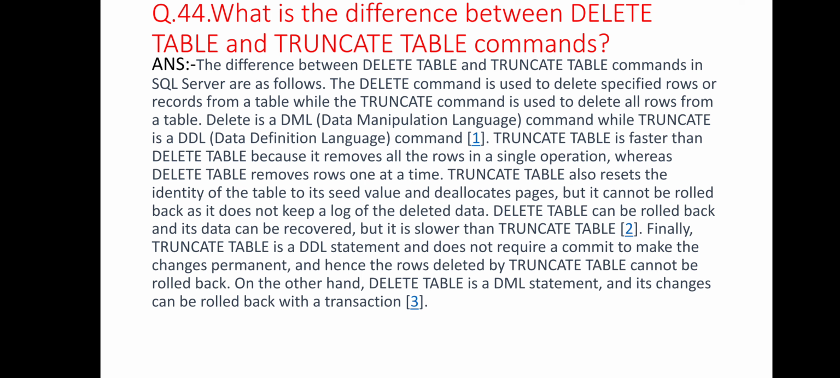TRUNCATE TABLE also resets the identity of the table to its seed value and deallocates pages, but it cannot be rolled back as it does not keep a log of deleted data. DELETE can be rolled back and its data can be recovered, but it is slower than TRUNCATE TABLE. Finally, TRUNCATE TABLE is a DDL statement and does not require a commit to make the changes permanent, and hence the rows deleted by TRUNCATE TABLE cannot be rolled back. On the other hand, DELETE is a DML statement and its changes can be rolled back with a transaction.